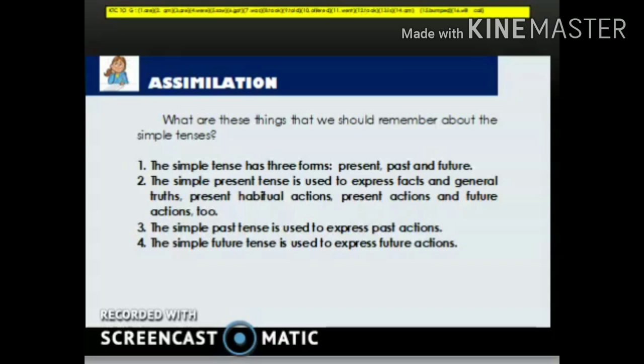Now read the basic rules regarding the simple tenses given in the assimilation box. These rules summarize all the things that have been explained in the presentation phase. Keep these things in your mind as you will need them when constructing sentences in English.